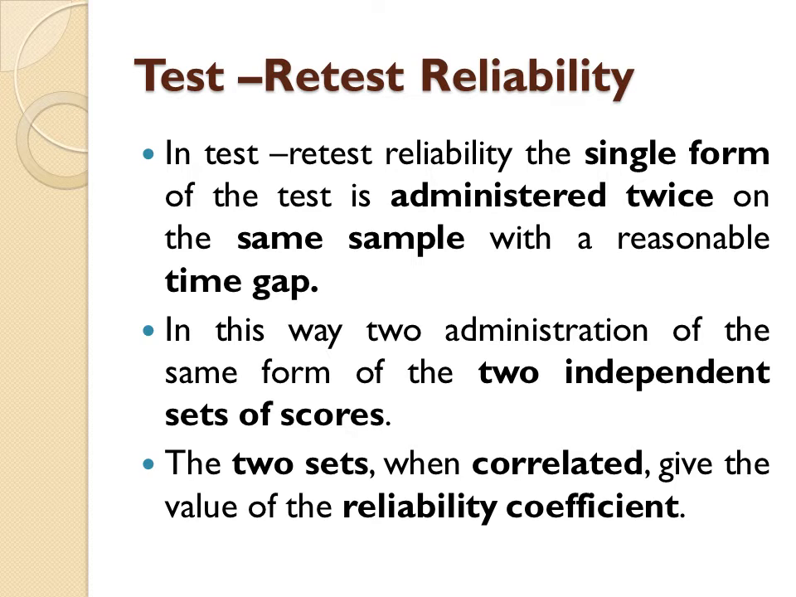The two sets, when correlated, give the value of the reliability coefficient. So again, once you correlate them, it will show the reliability coefficient. It could be 0.8, 0.7. The higher, reaching 1, would yield a good reliability.